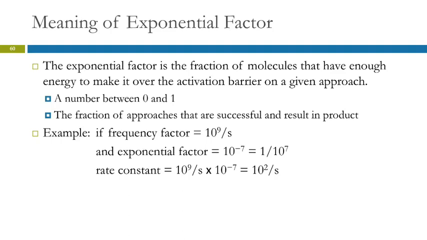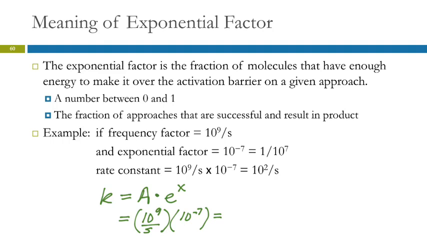So if our frequency factor was 10 to the 9th per second, and the exponential factor was 10 to the minus 7, then the rate constant is equal to A times that exponential component, right? So we've got the frequency factor, 10 to the 9 per second, times the exponential factor, 10 to the minus 7. And so we end up with a rate constant of 10 to the 2 per second.